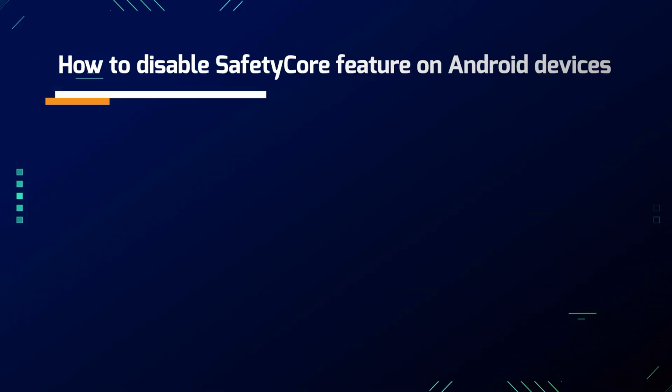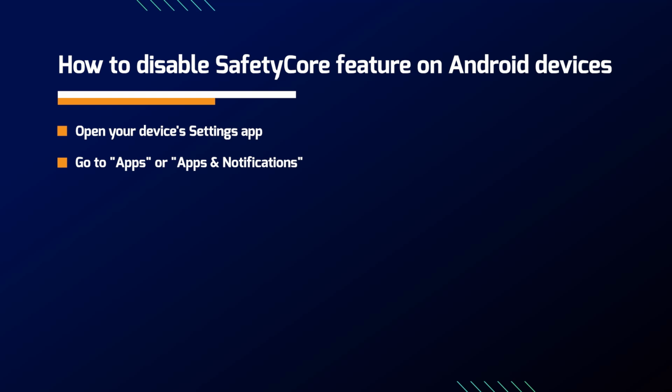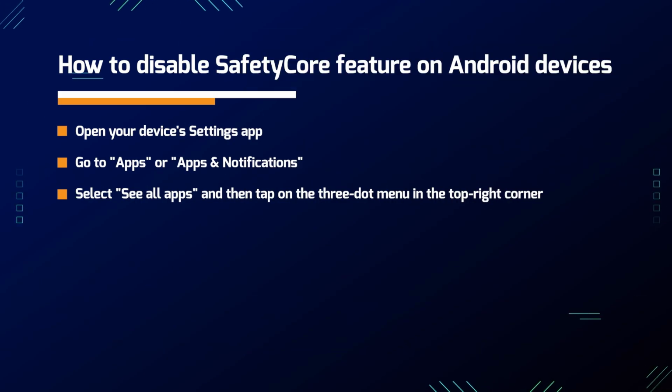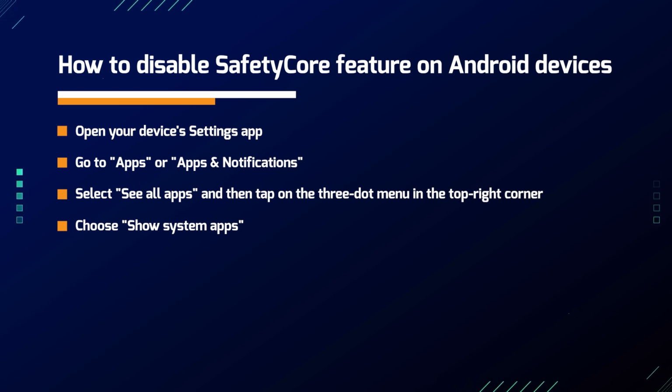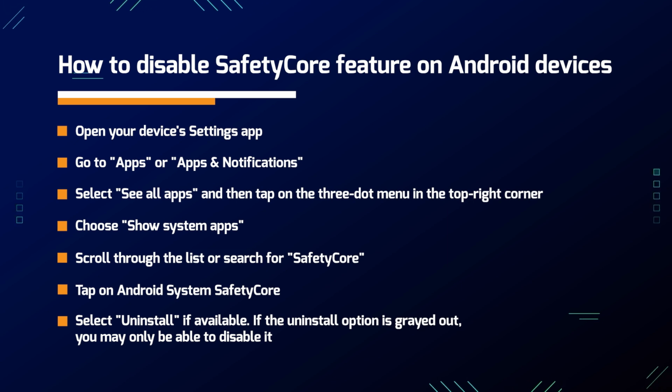So here's how to disable the SafetyCore feature on Android devices. Open your device's settings app. Next, go to apps or apps and notifications. Next, select See All Apps and then tap on the 3-dot menu in the top right corner. Choose Show System Apps. Next, scroll through the list or search for SafetyCore. Tap on Android System SafetyCore. Select Uninstall if available. If the uninstall option is grayed out, you may only be able to disable it.